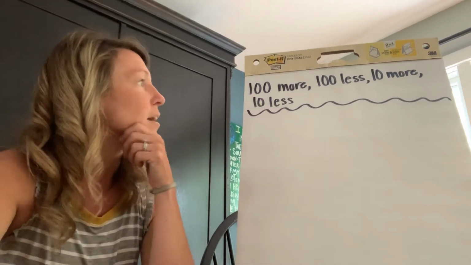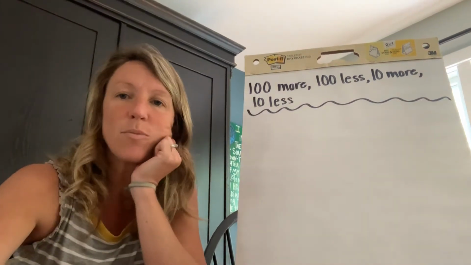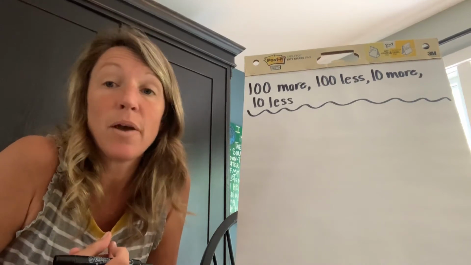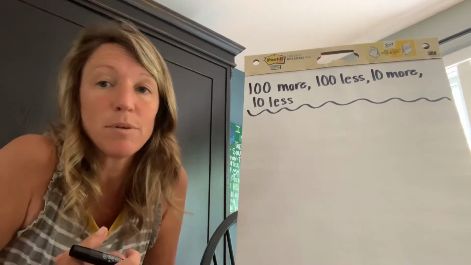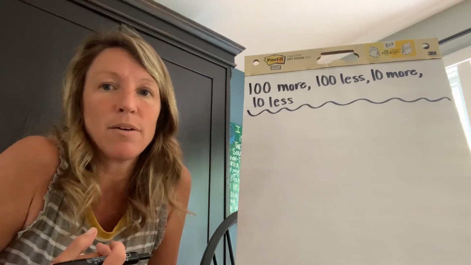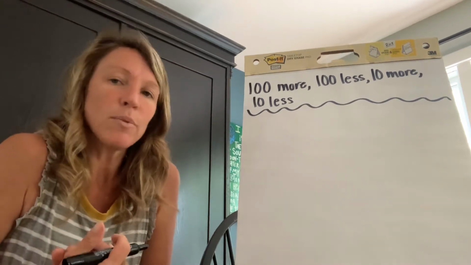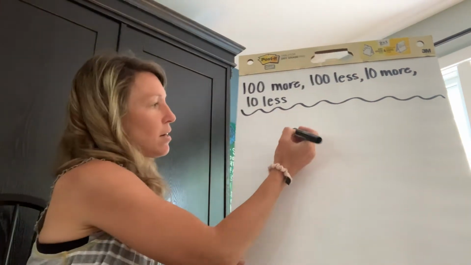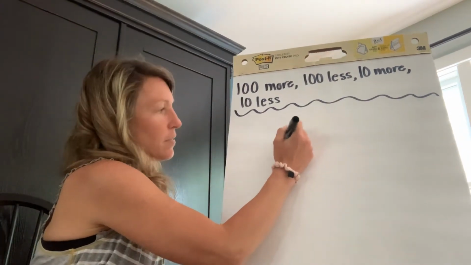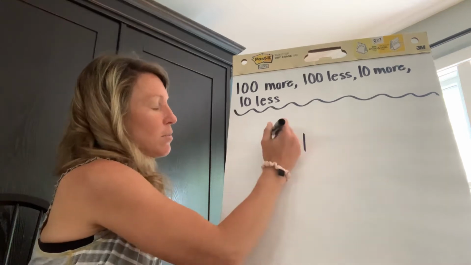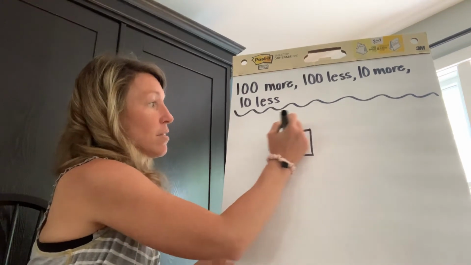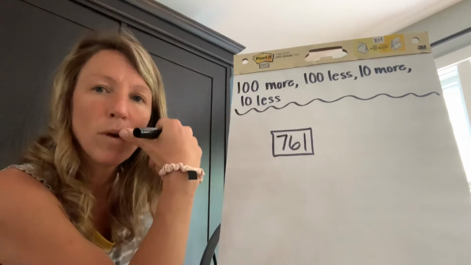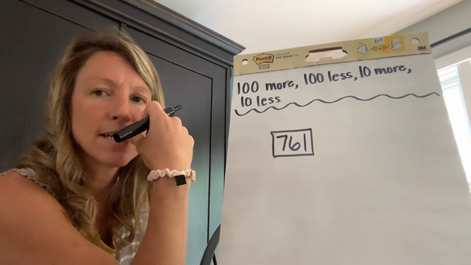We are working on and reviewing the 100 more, 100 less, 10 more, 10 less. Now, I know with Mrs. Crayons during Number Corner, you've done a lot with the thousands chart. And we know, I'm guessing, if I start with the number 761 on my hundreds chart or thousands chart, if I hop down, what am I going to add?